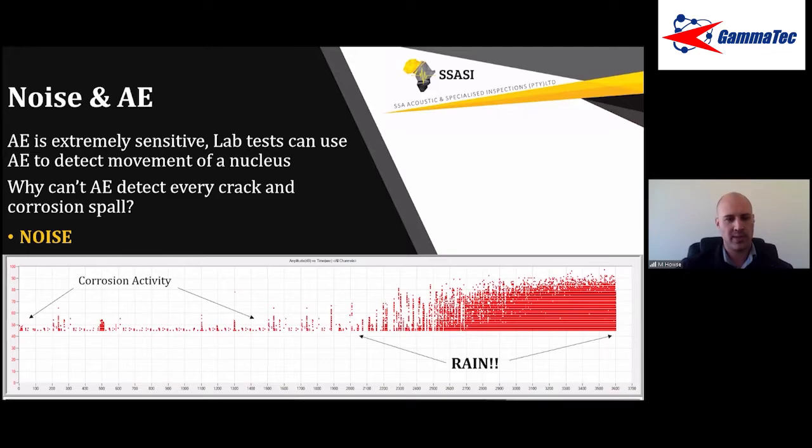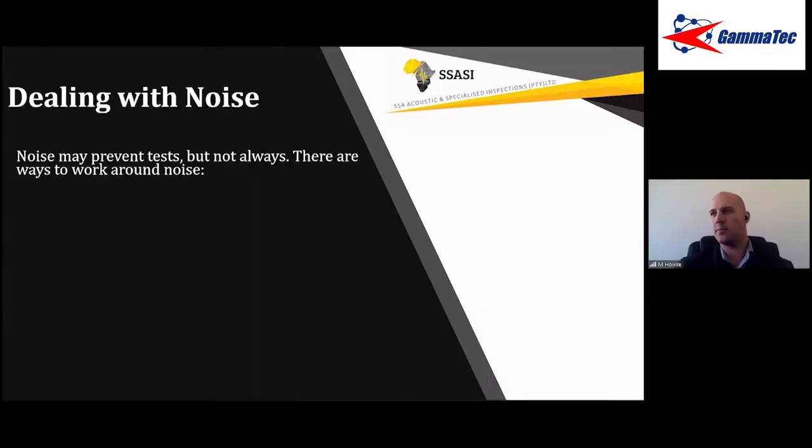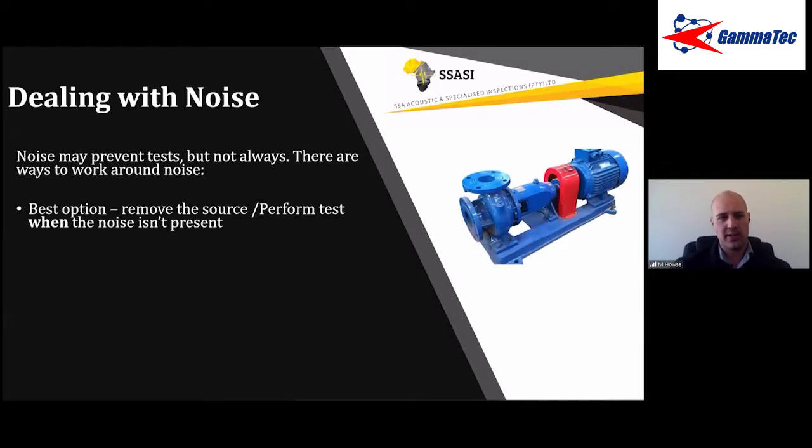Now, with noise being such a limiting factor, we obviously have to develop ways of dealing with the noise. So there are a few workarounds. Obviously, the first and the go-to option, the best option, is to remove the source or perform the test when the noise isn't present. So in our raining example, just perform the test when it's not raining. Switch off connecting pumps. Another important factor here, the noise I'm talking about is acoustic noise. So that's rubbing on the actual tank or the vessel itself compared to just standing there shouting at the sensor. Airborne noise doesn't really transmit into the materials very well. So we're pretty much immune to that.